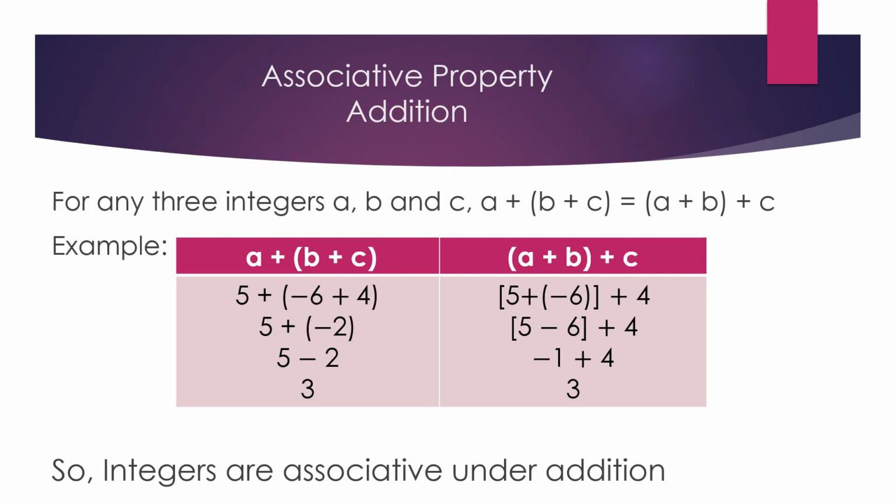Let us understand this by an example. The given example tells us we can either add minus 6 and 4 together and add that sum to 5 to get the result, or we can add 5 and minus 6 together first and then add that sum to 4 to get the final answer. The answer will be the same no matter which way we do it. Therefore, the integers are associative under addition.